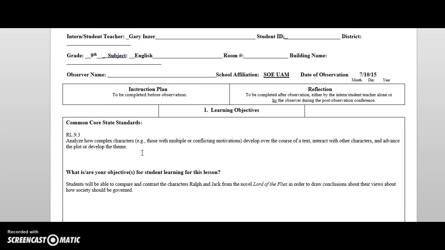My Common Core State Standard that I've selected is RL 9.3. To analyze how complex characters, for example, those with multiple or conflicting motivations, develop over the course of a text, interact with other characters, and advance the plot or develop the theme.